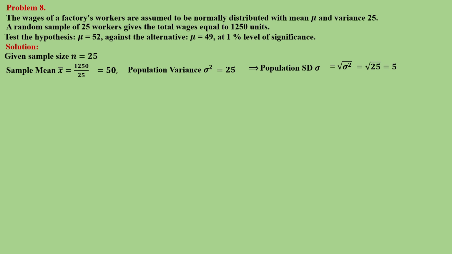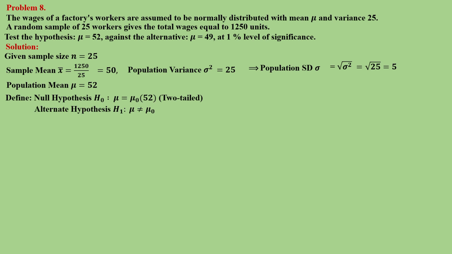Then we have to test the hypothesis population mean is equal to 52. So here population mean we are going to take mu is equal to 52 also, right? So the null hypothesis, they have given already. Mu is equal to 52, two-tailed we are using, mu not equal to mu naught. You can choose left tail also because 49 is less than 52, right? So level of significance 1%.